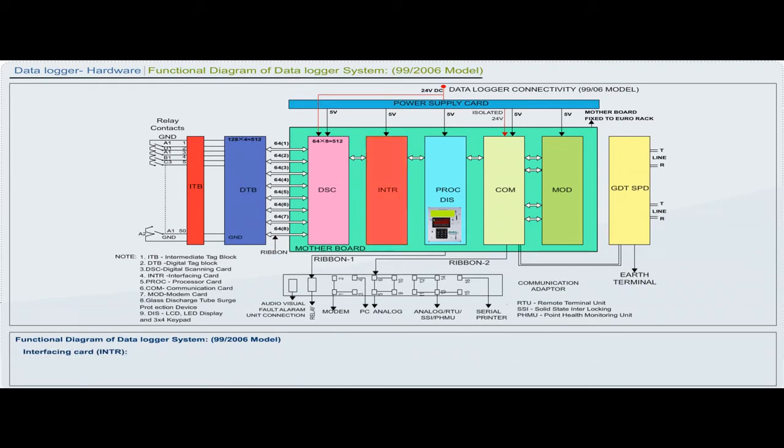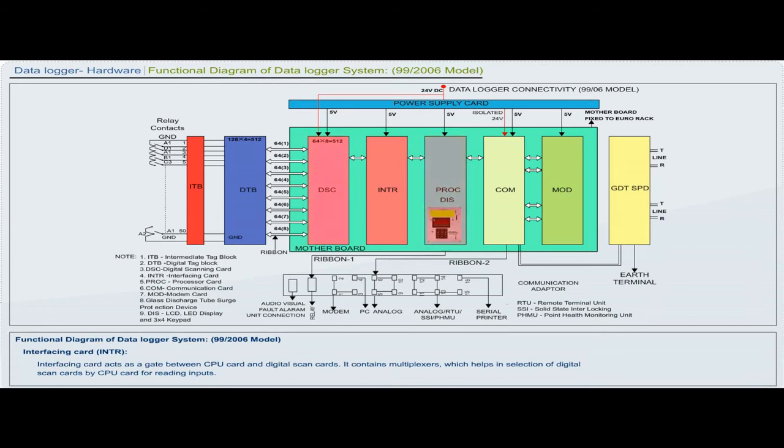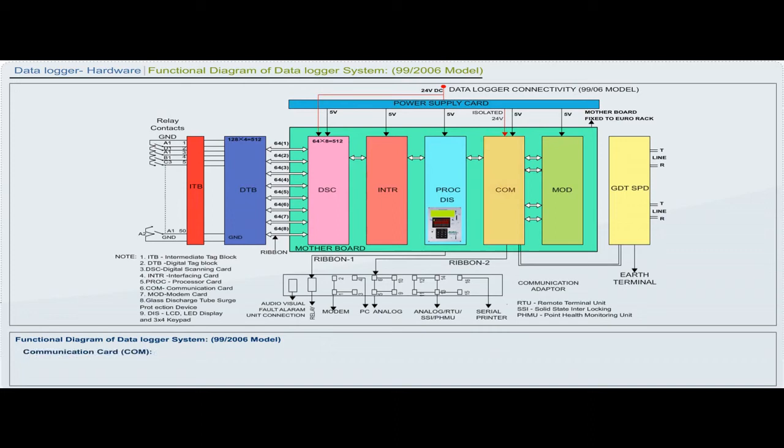Interfacing card (INTR). Interfacing card acts as a gate between CPU card and digital scan cards. It contains multiplexers which help in selection of digital scan cards by CPU card for reading inputs. Communication card (COM). It contains the required circuitry for RS-232 and isolated current loop communication.